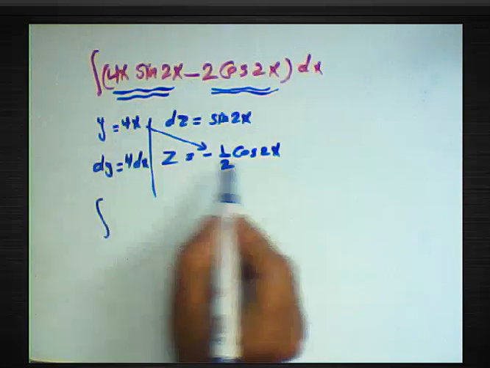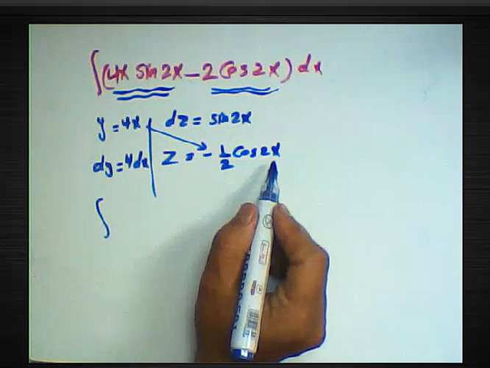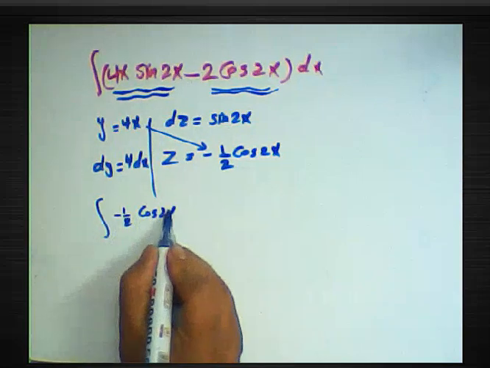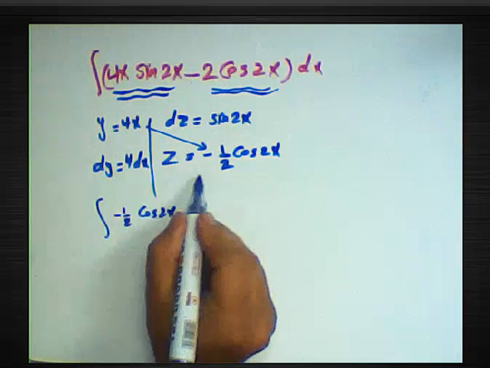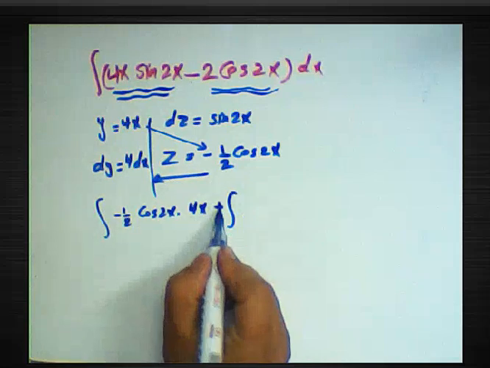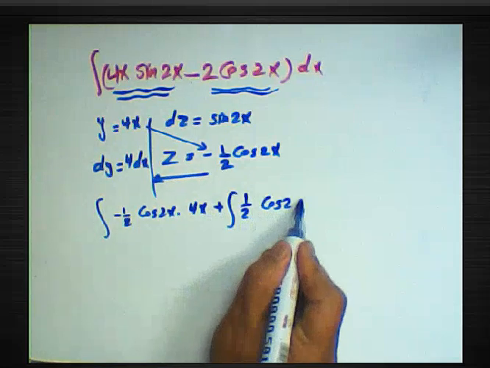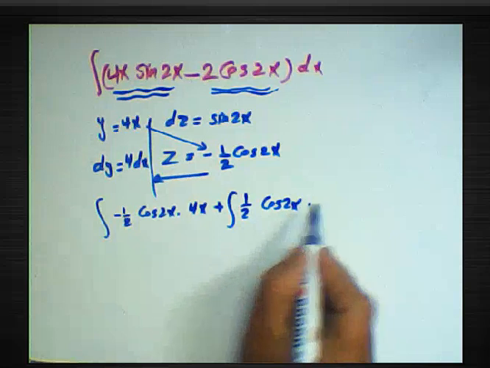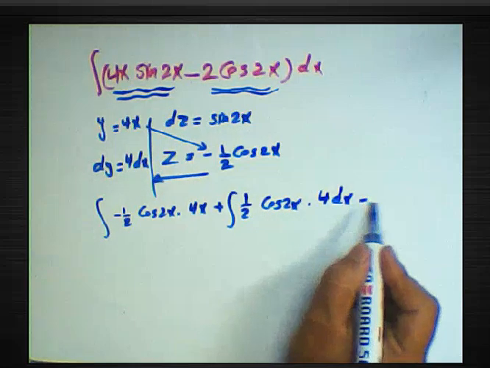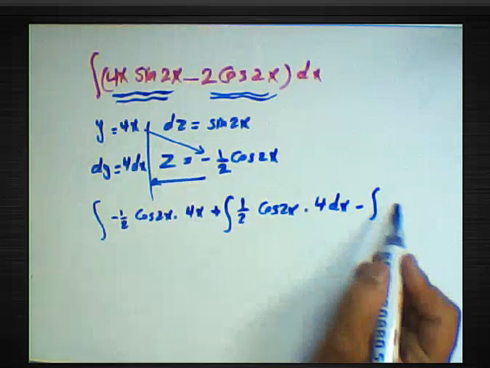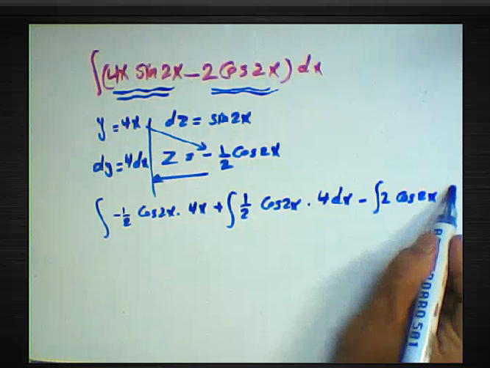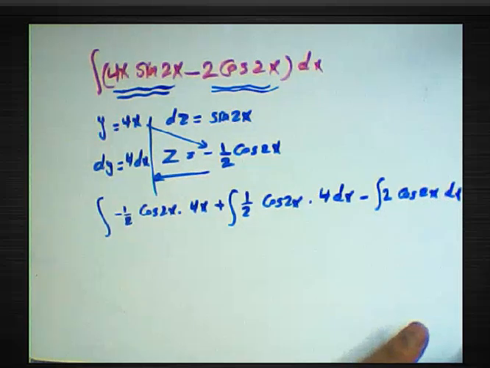Multiplication of them, 4x times negative half cosine 2x, multiplication of them will be negative half cosine 2x dot 4x. Okay, subtract the integration of the multiplication of them, negative times negative equals positive, right, half cosine 2x multiplied by 4dx, and write this function here, negative, right here, integration of 2 cosine 2x dx. Okay, understood?